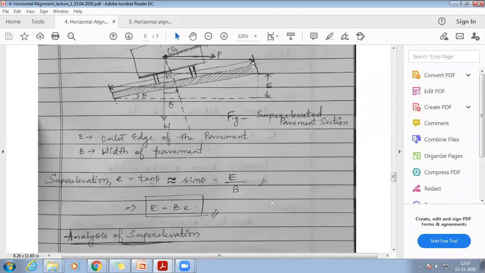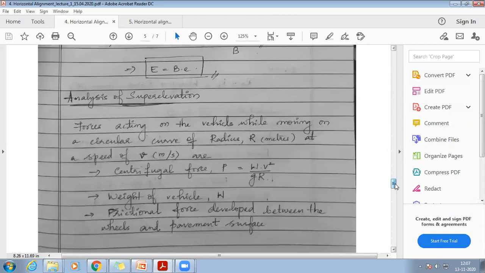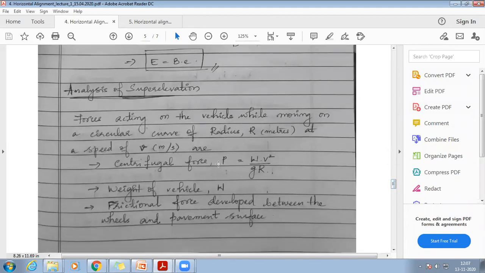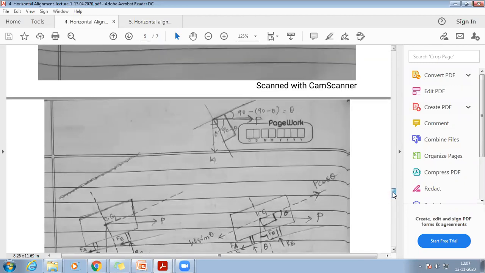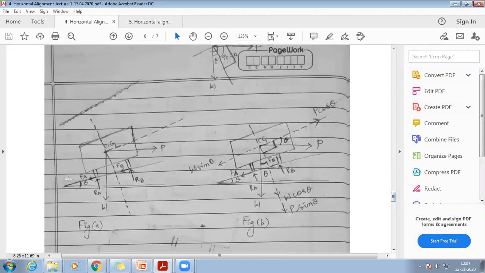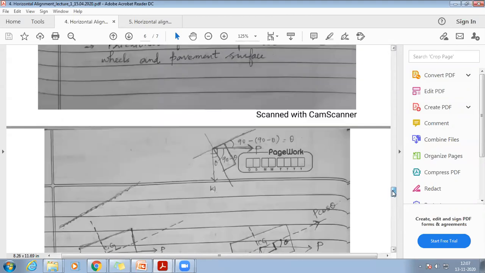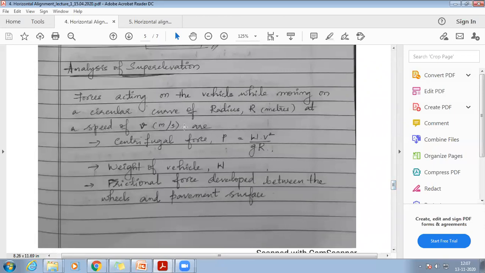Now we are going to derive the expression for the super elevation. For analysis of super elevation, we have to take into account a lot of forces, like whatever we have already seen. You can see the vehicle is on the raised portion of the pavement. To derive the actual expression, we take into account certain forces, like centrifugal force. The expression is W V square by g R, where V is in meters per second, very, very important, and R is the radius of the curve in meters.